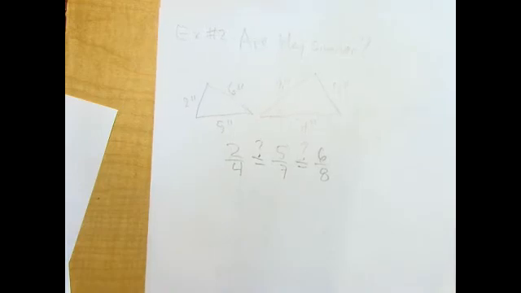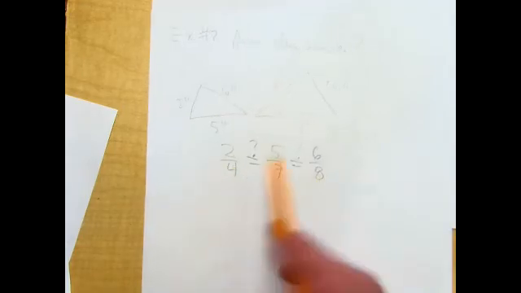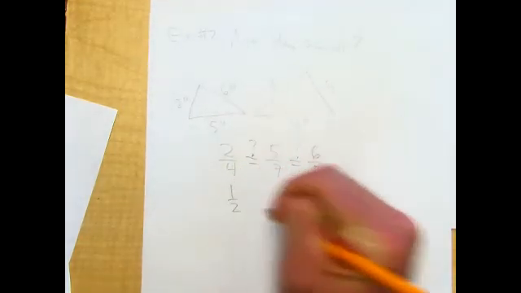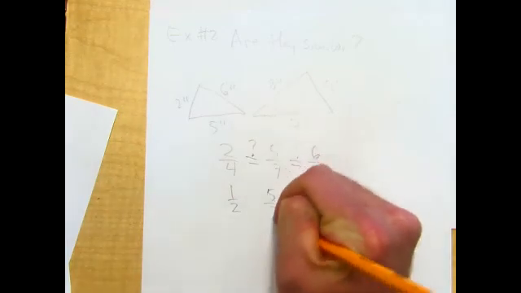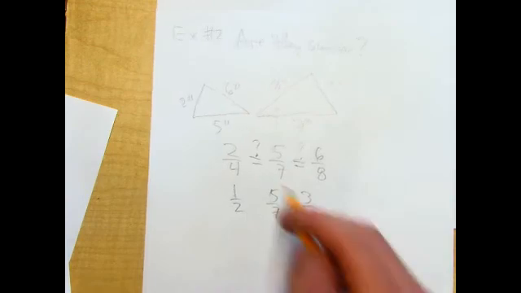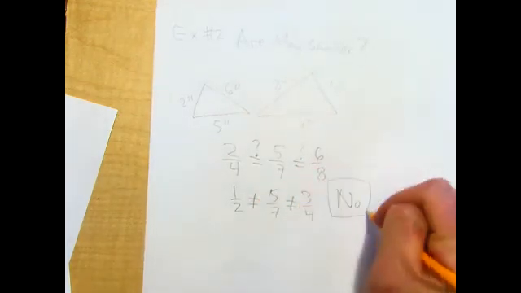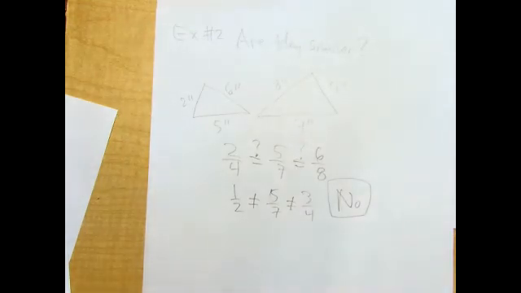I mean, there's numerous ways you could check it out, but I'm just gonna reduce them. 2 over 4, that's a half, right? This doesn't reduce, and this is 3/4. Obviously, these fractions are not the same. So the answer is no. They're not similar. Do you see how I tried to trick you?